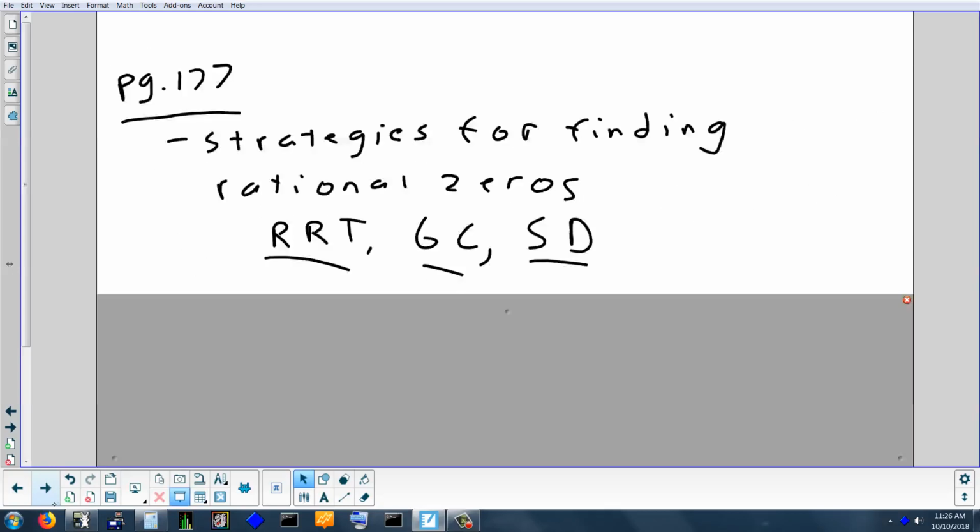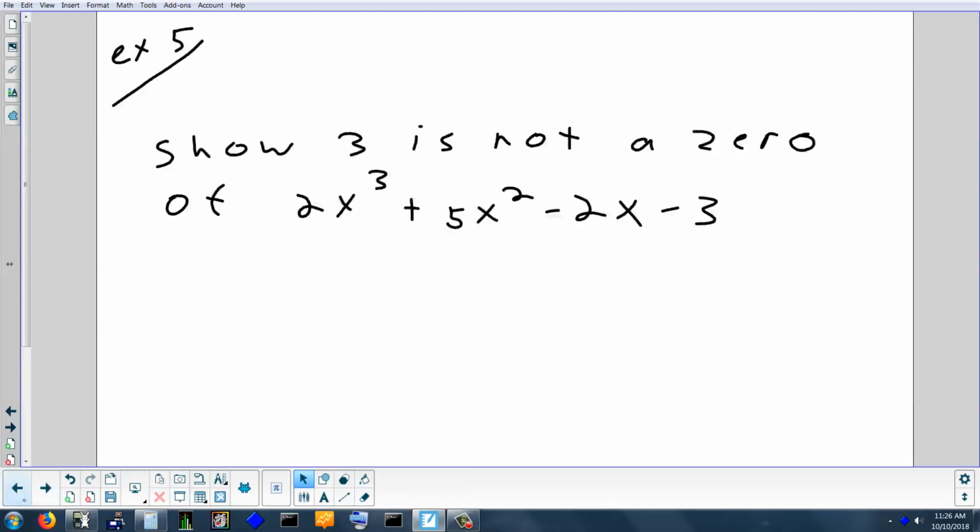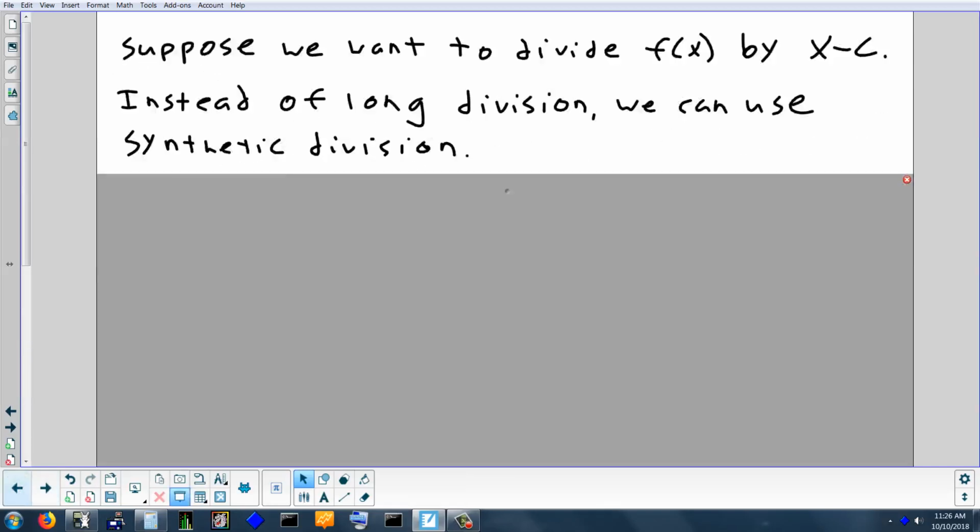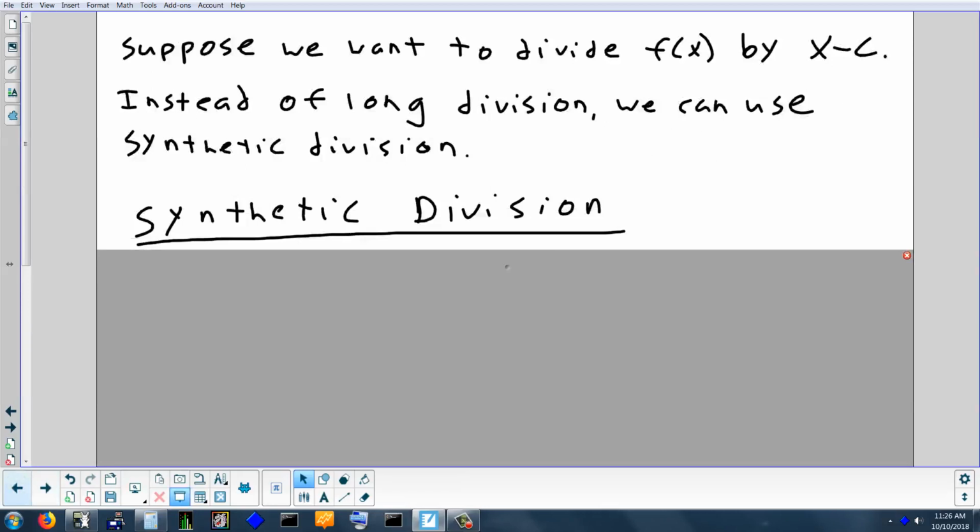Synthetic division. Yeah, so we're going to use the rational root theorem again in a little bit with synthetic division. Okay, so let's look at what synthetic division is. As long as you want to divide by something linear of the form x minus c, it can't be x plus c. If it's x plus c, you've got to rewrite it. It's got to be x minus and then a number.